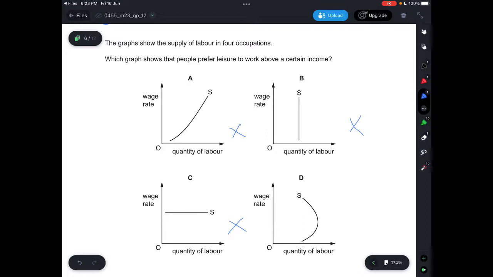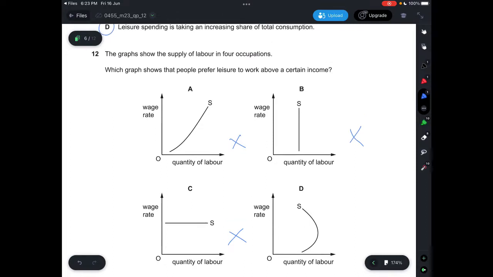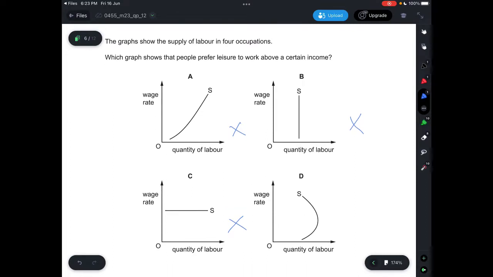But if you look at D, when there's an increase in quantity of labor, the wage rate will also increase at a certain point, somewhere around here. But then there will be a decrease in supply and then an increase in wage rate, which means that even though there's an increase in wage rate, people would rather not work and the supply will decrease after reaching that particular threshold. So this one fits the most when it comes to people preferring leisure to work above a certain income. So answer is D.